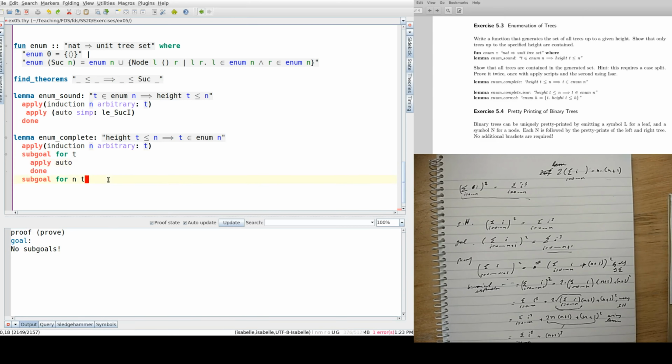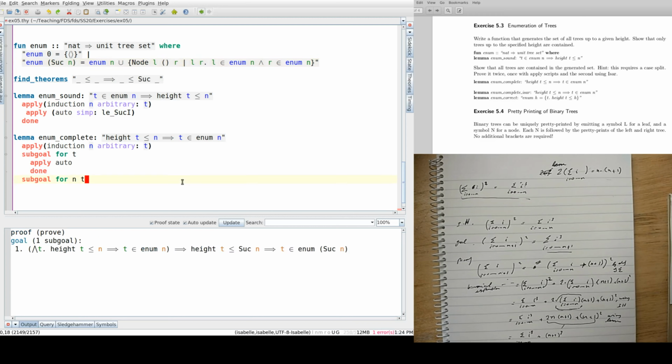So when you do a case split on t, you will have t is either empty, and as I said, empty is an element of any enum, or t will have two subtrees, and both subtrees will be in enum of n. And from the definition of enum of suc of n, if two subtrees are in enum of n, then a tree formed by those two subtrees as two of the subtrees will be in enum of suc n. Okay, this comes from the definition there.